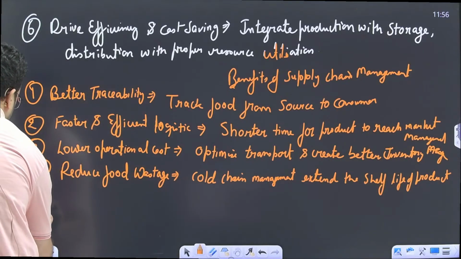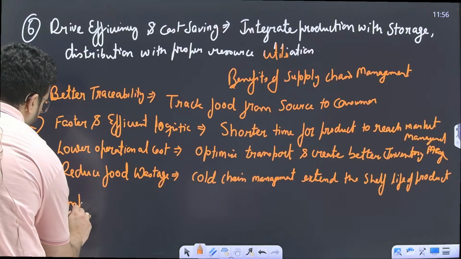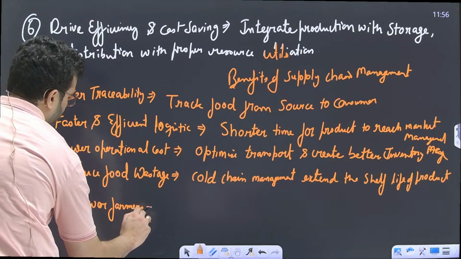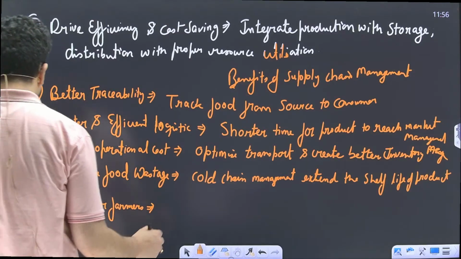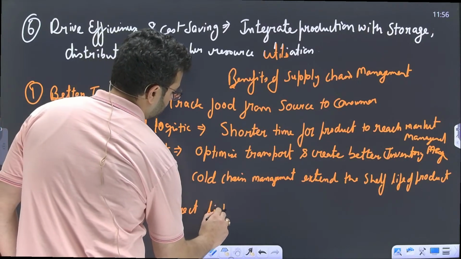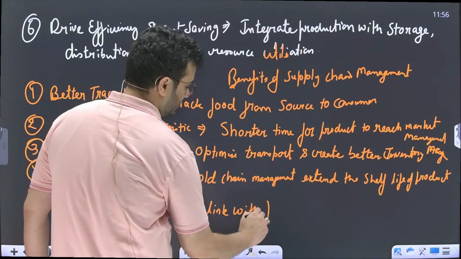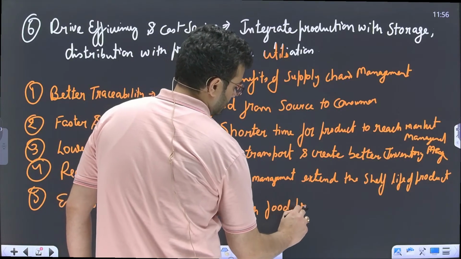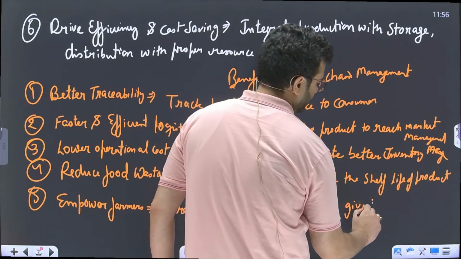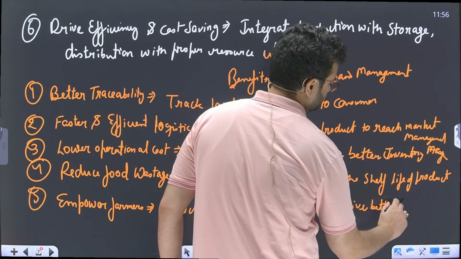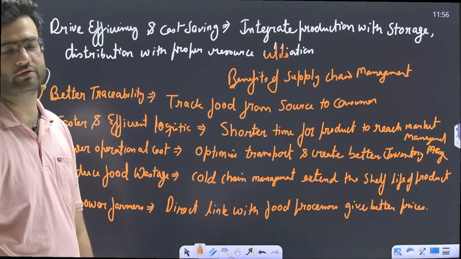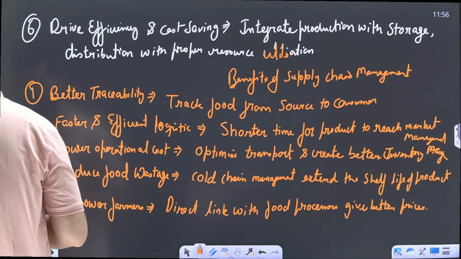Then empowering farmers. We need to empower the farmers. This is again very important. A direct link with food processors gives better prices and returns to farmers.